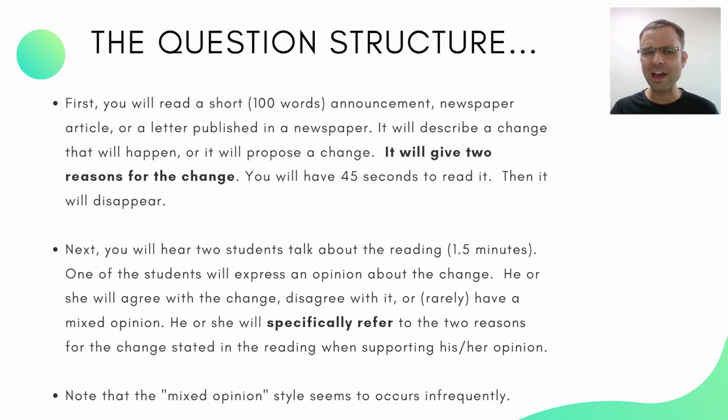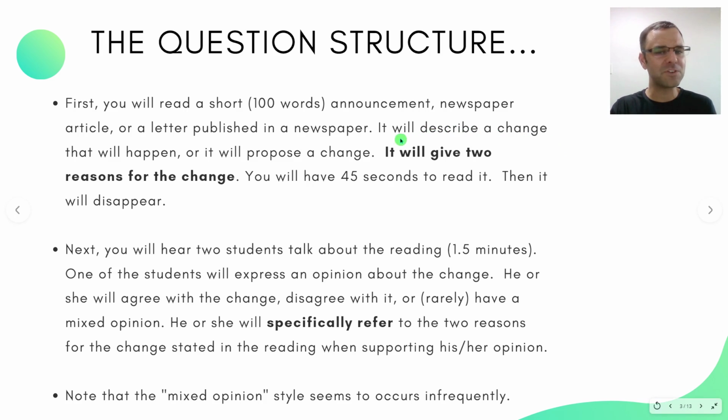All right, so here's what you have to know. First, you are going to read a short announcement or a newspaper article or a letter published in a newspaper. This will be about 100 words. It's going to describe a change that will happen at a university, or it will propose a change that should happen at a university. And it's going to give 2 reasons for this change. You'll be given 45 seconds to read it, and then it will disappear forever.